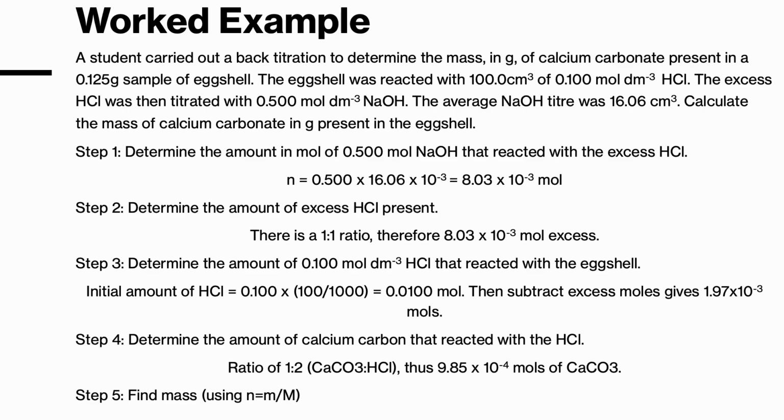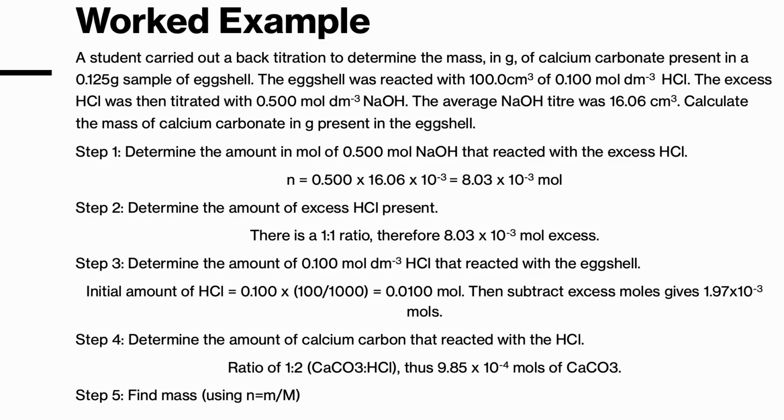So the first step is to determine the amount in moles of 0.500 mole per dm cubed sodium hydroxide that reacted with the excess. We know that the average titer was 16.06. So given moles equals concentration times volume, we have the concentration of 0.5 times the average titer of 16.06. However, this needs to be converted to decimeters cubed, so we times that by 10 to the power of negative 3, which gives us 8.03 times 10 to the power of negative 3 moles of sodium hydroxide that reacted with the excess HCl.